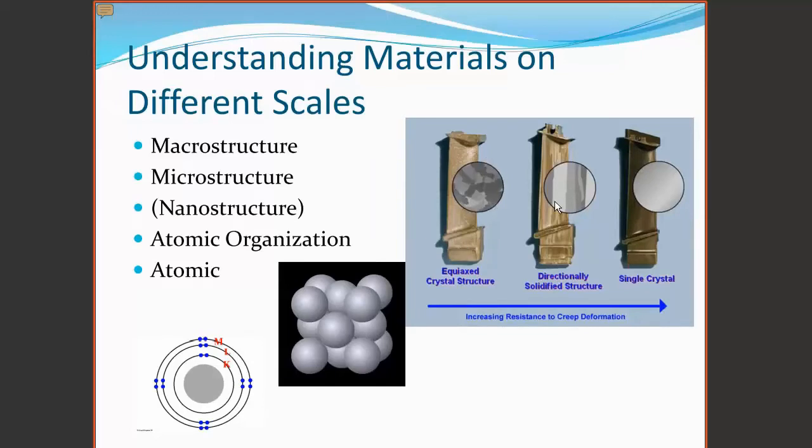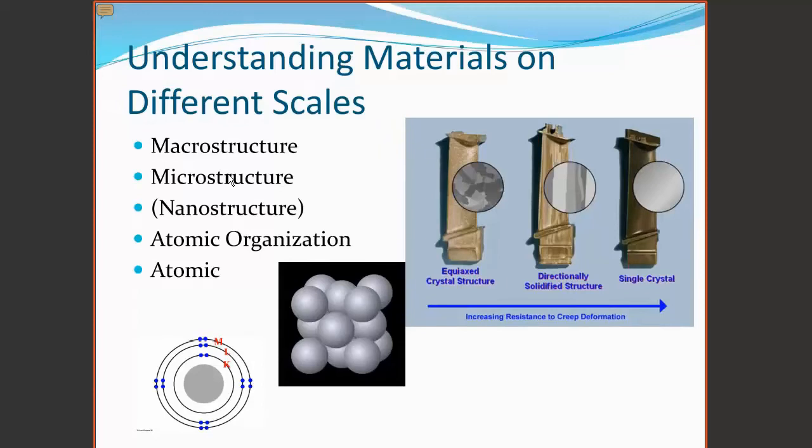These circles here, these insets, show the microstructure superimposed upon each turbine blade. We can visually see the surface of these 3 blades are different, and that is the macrostructure. Let's try to explain why the visual appearance is different. To do so, we will need to understand the microstructure.